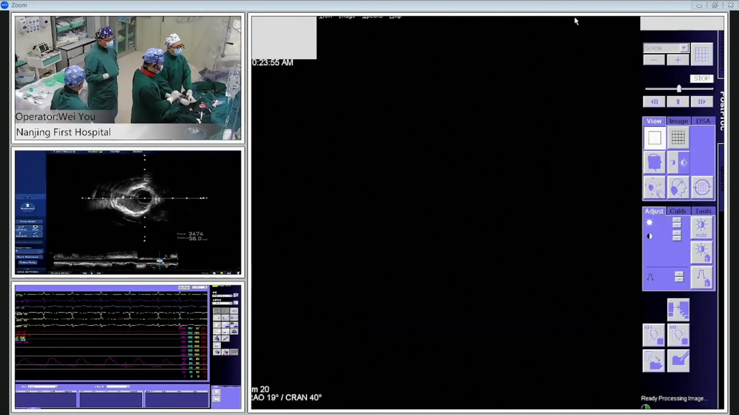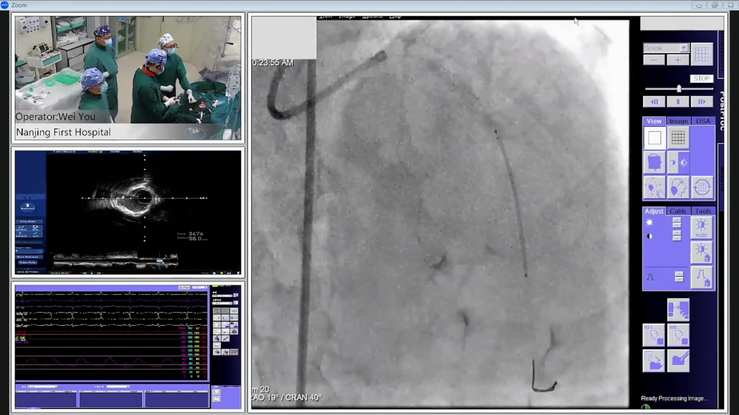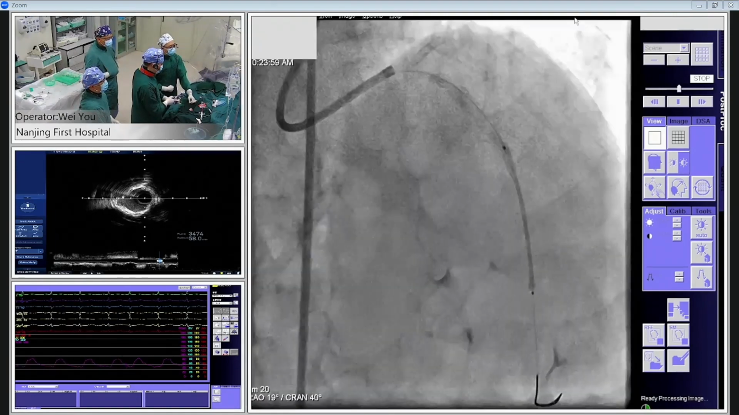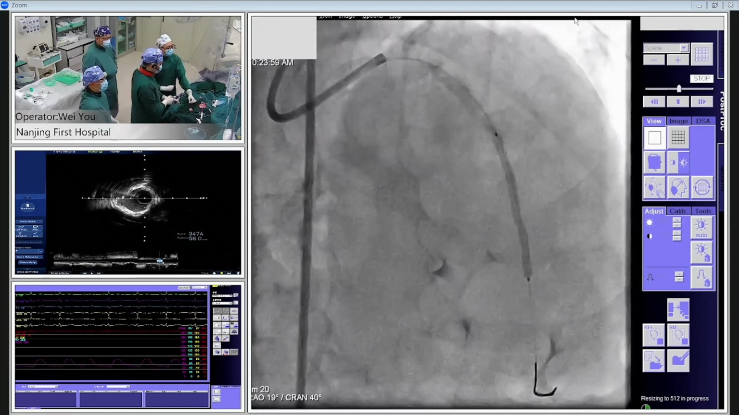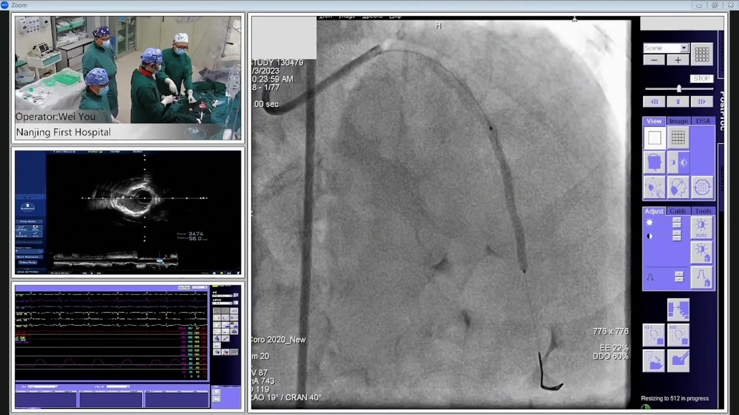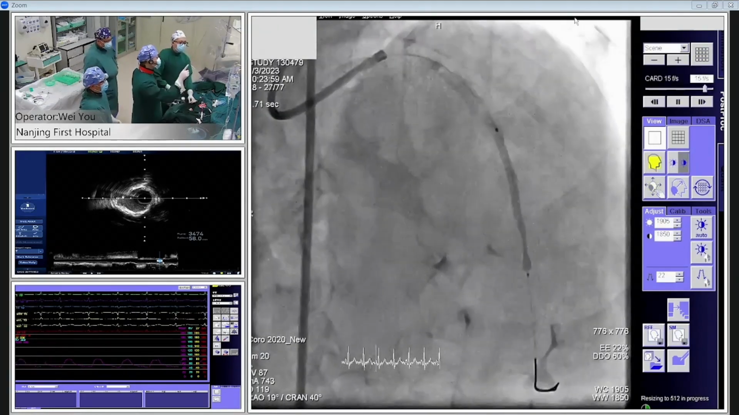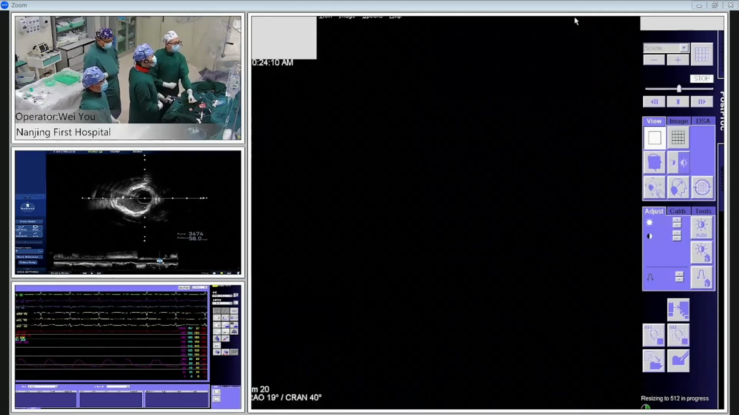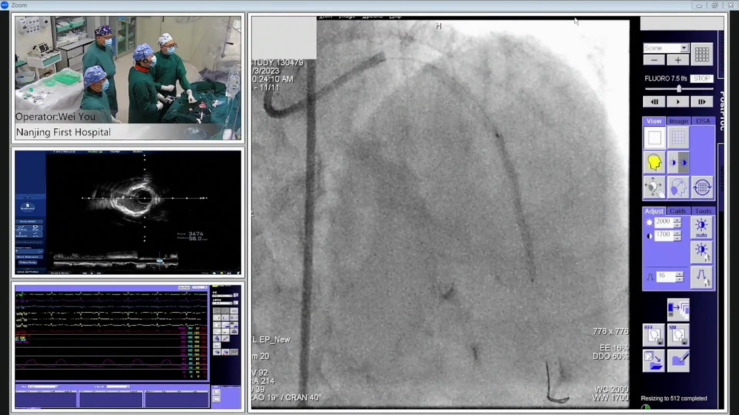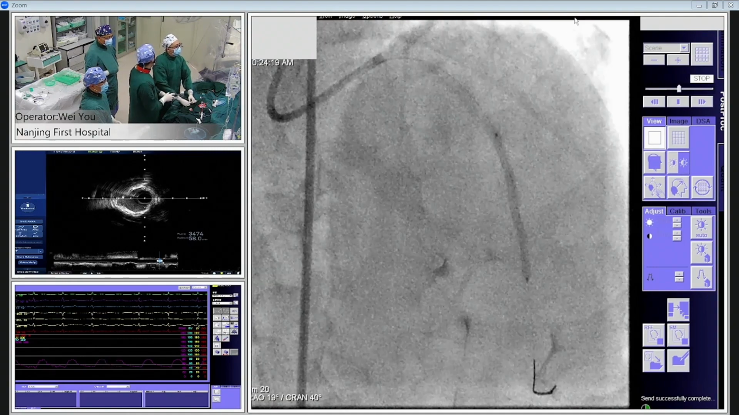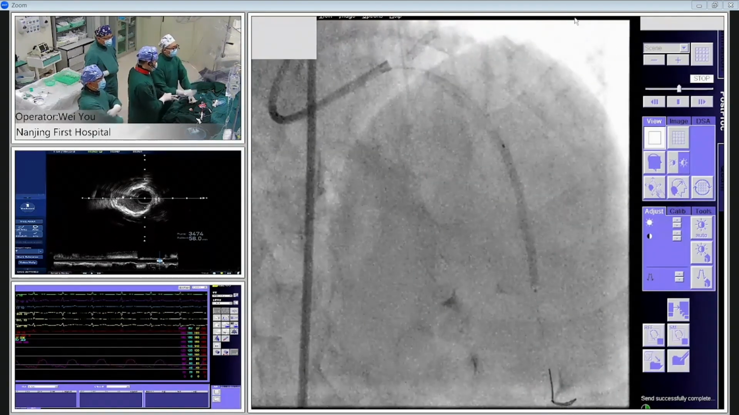Okay, just inflate it to 8. What's the nominal pressure? 8. 10. Long time inflation, at least 15 seconds. Long stent, long time inflation can achieve full stent expansion. It's very important. Let's take a cine to see if we have got optimal expansion. Okay, and times off.